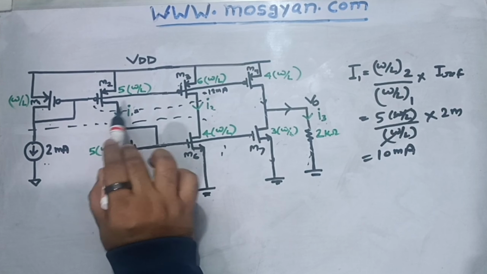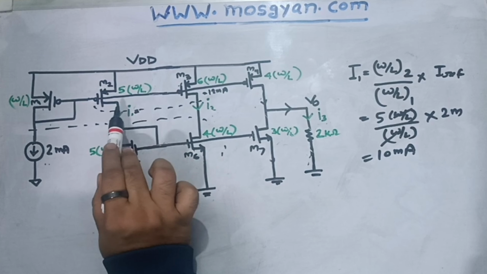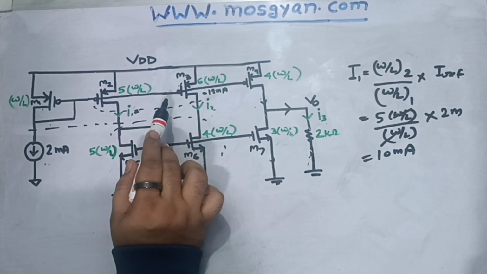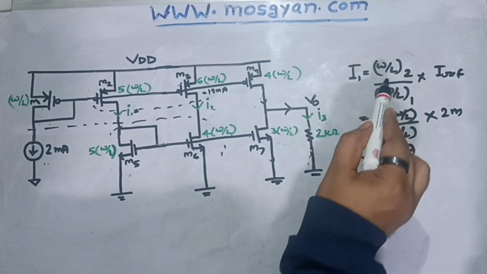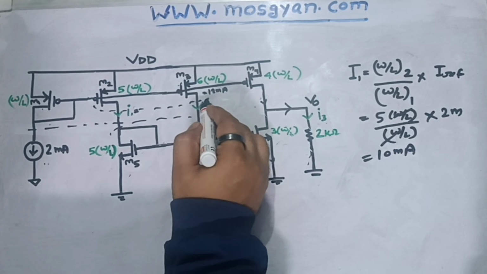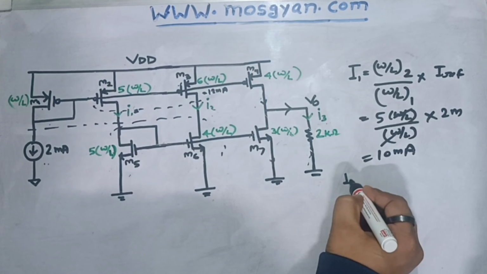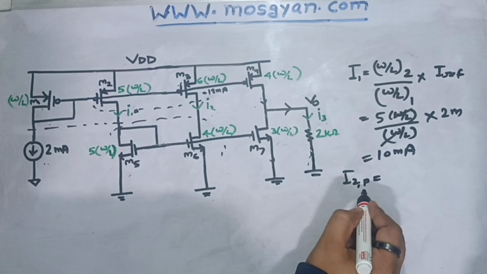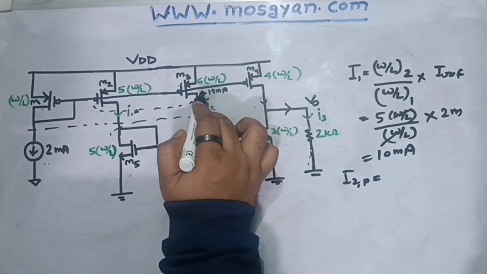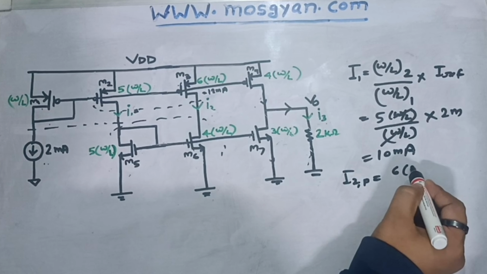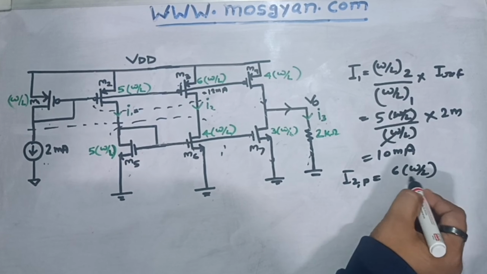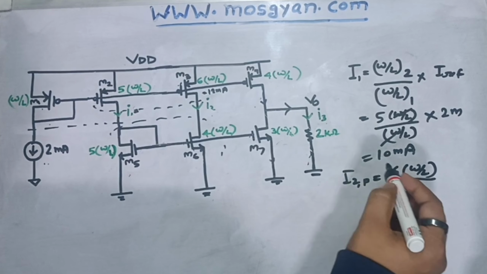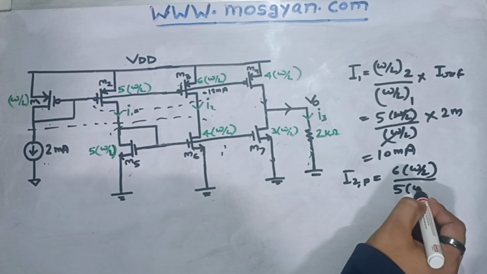Let's first calculate for these M2, M3 PMOS which are forming current mirror here. So like this calculation only, if I have to calculate this current I2 because of PMOSes, which I am denoting as I2P, the W by L of this M3 MOS is given to us 6 into W by L divided by 5 into W by L.